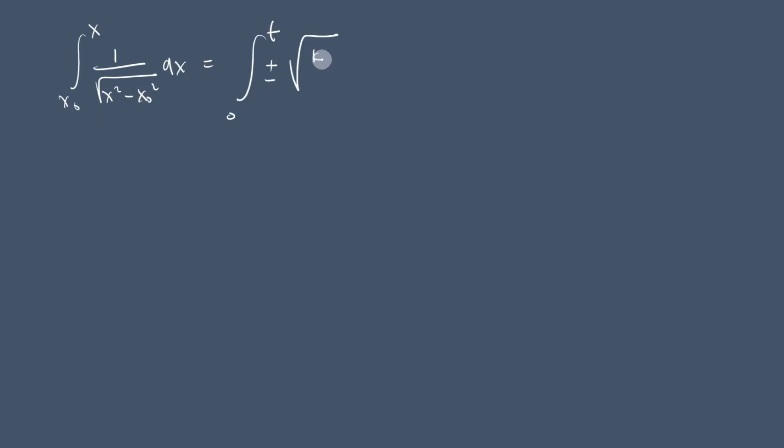Go to the next slide, and we write the integral from x0 to x of 1 divided by the square root of x squared minus x0 squared dx equals the integral from 0 to t of the square root of k/m dt. And we can use substitution, and we solve the left side by hyperbolic function. Cosh squared minus sinh squared equals 1. This is the property of hyperbolic functions.